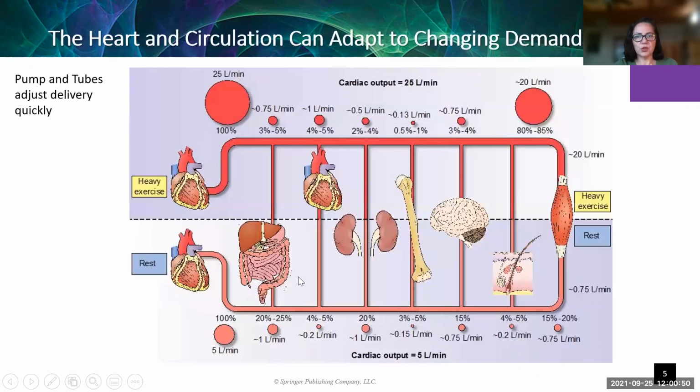So let's get to it. We'll talk a little bit about how dynamic the system is. The heart and circulation can adapt to changing demands. That can happen within moments.